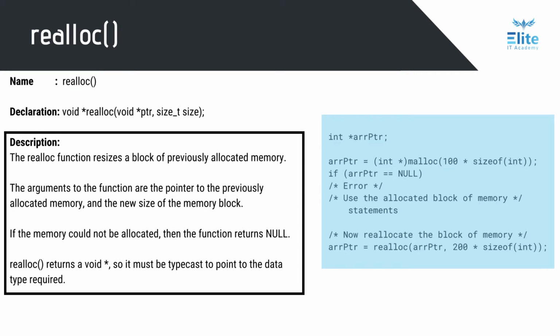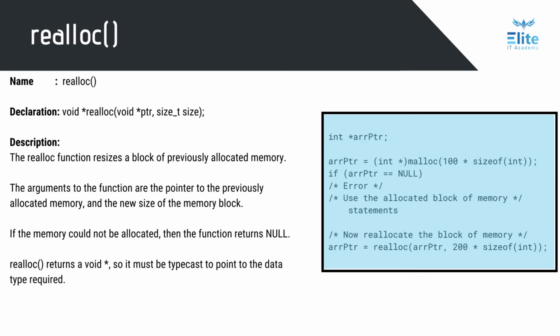The realloc function is used to reallocate a larger or a smaller block of memory to a previously allocated memory block. The two arguments to the function are the pointer to the previously allocated block of memory, followed by the new size of the memory block. The function returns a pointer to the new block of resized memory. In the example shown, the previous block of memory is for 100 ints. Then the realloc function is called to reallocate memory for 200 ints.